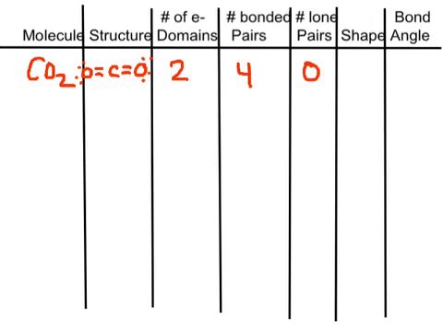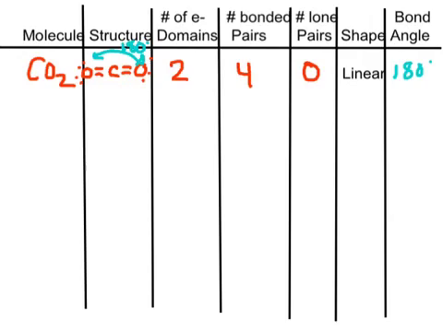And this shape is called linear. It's called linear because basically the atoms in this molecule are lined up in a line. And the bond angle is 180 degrees, just like a line's angle is 180 degrees. So we've got 180 degrees between each of those atoms that are bonded to the central carbon. So this is a linear shape.